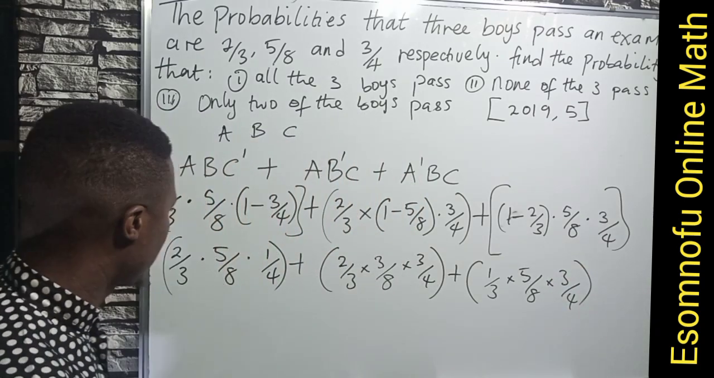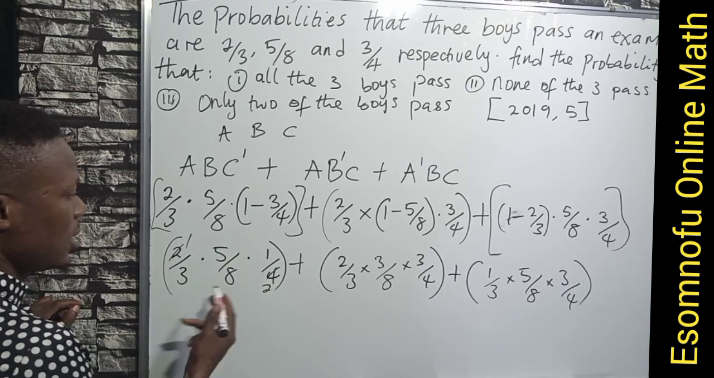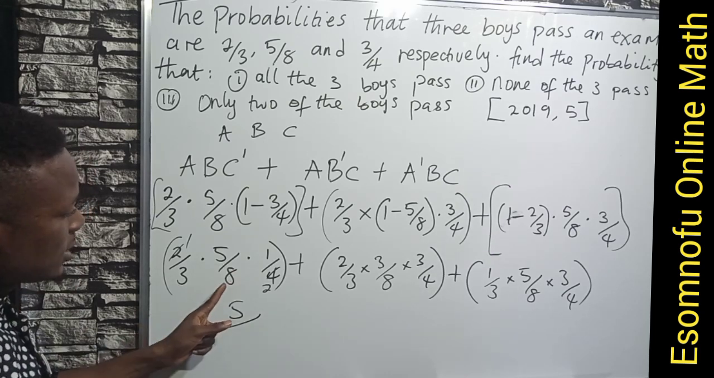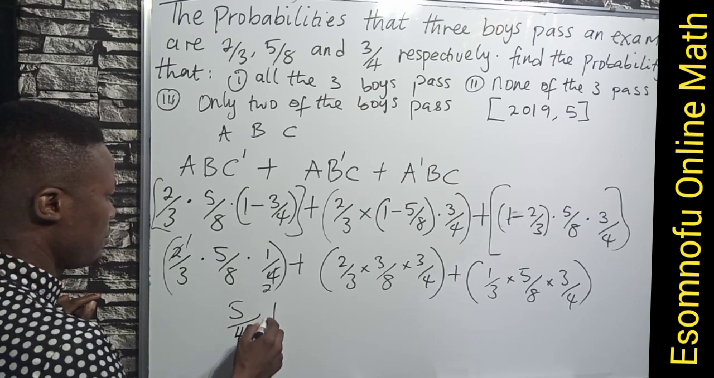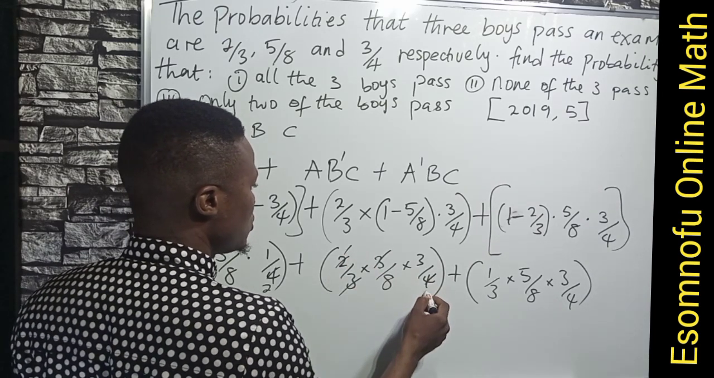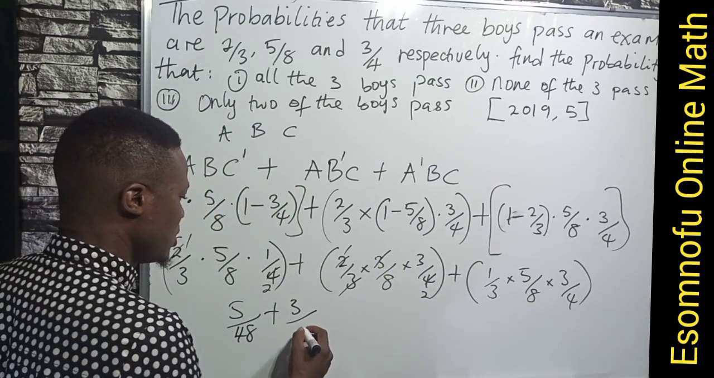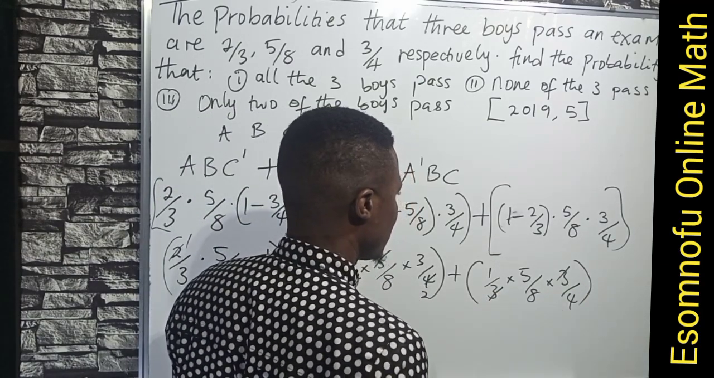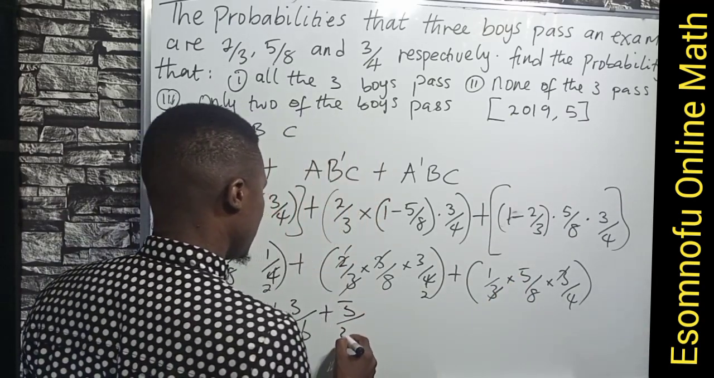So you simplify to get your answer. 2 here is 1, 2 here is 2. Nothing can divide, you multiply out. 5 times 1 is 5 all over 3 times 8 is 24, and 24 times 2 is 48, plus 3 can cancel out 3. 2 here is 1, 2 here is 2. So only the numerator you have 3. You have 3 over 8 times 2 is 16, plus here 3 can cancel 3 and nothing else can cancel. So you have only 5 here. 5 all over 8 times 4 will give us 32.